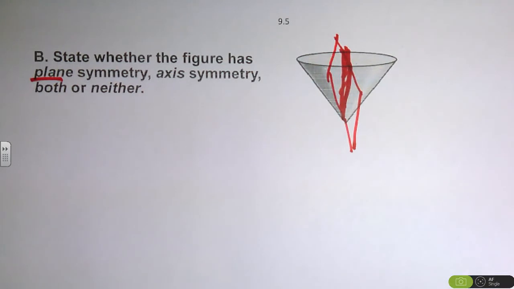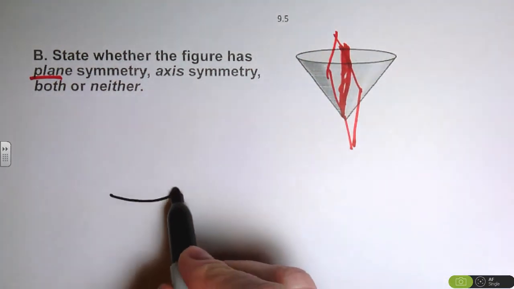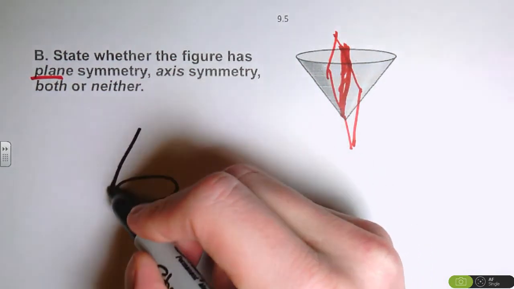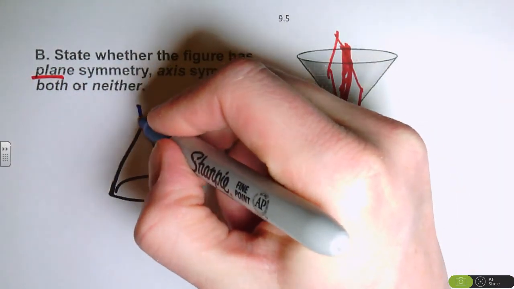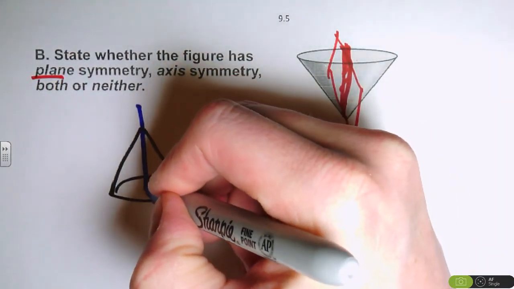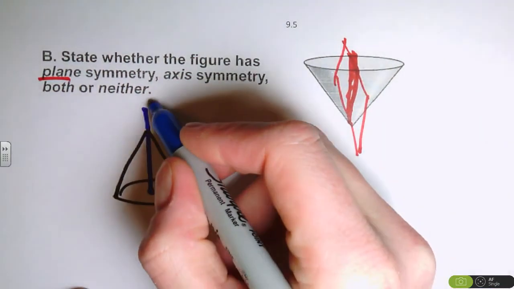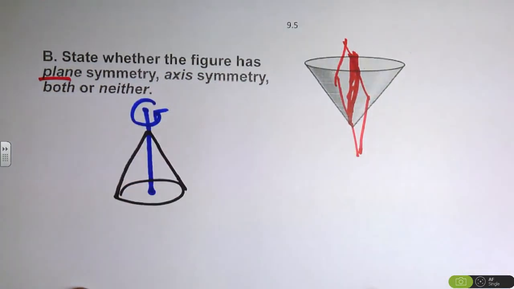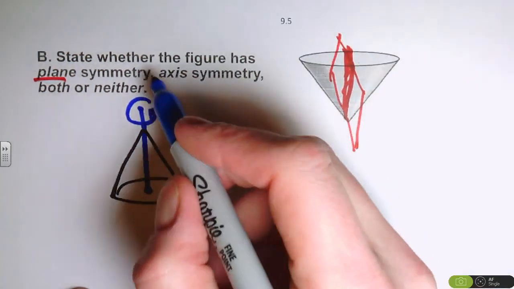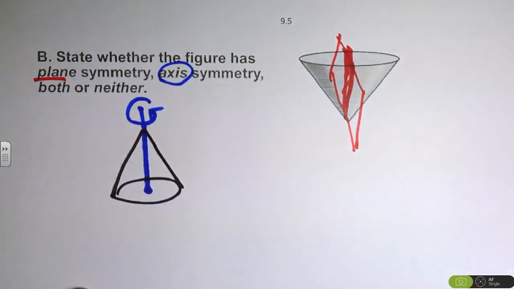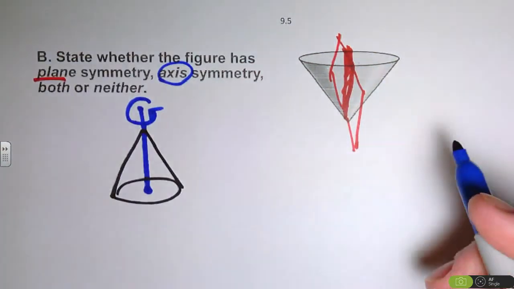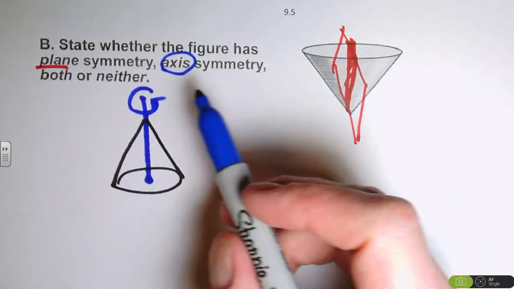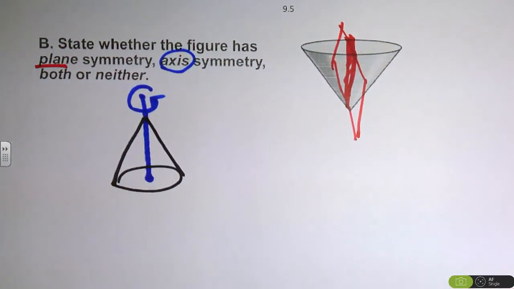Plus, any cone, and I'll just redraw the cone because I've already kind of messed it up as it is, also has axis symmetry, because if you draw a line that goes through the vertex at the top and then goes to the middle of the cone, and you think about turning it, the cone always looks the exact same. So it also has axis symmetry. Okay. So a cone, no matter how you turn it, or no matter how you orient it, pointing upwards, or like this one, pointing downwards, you're always going to have both plane and axis symmetry.